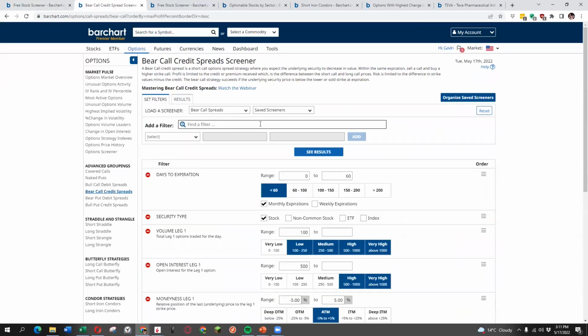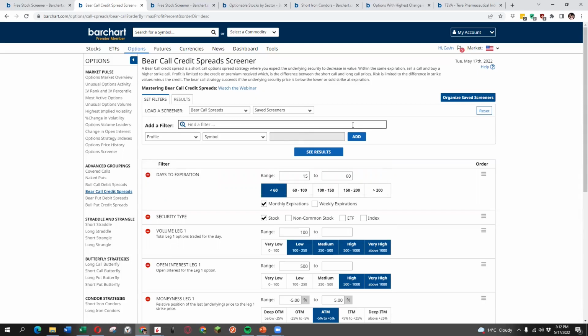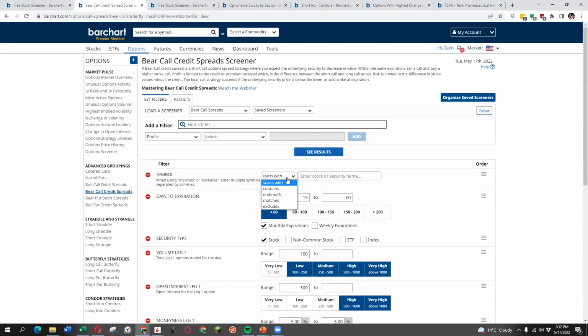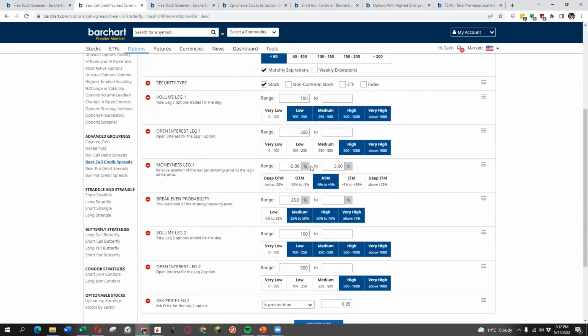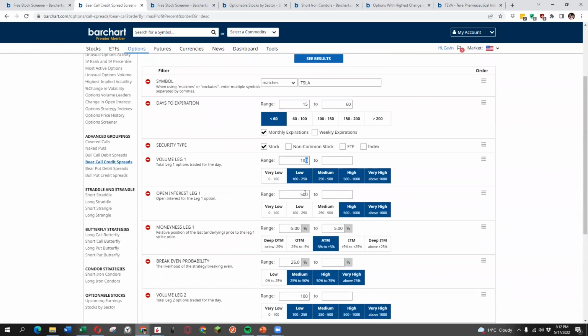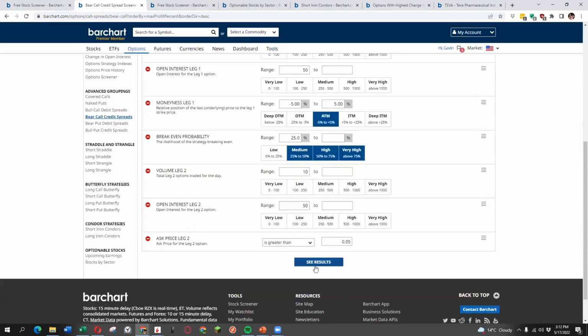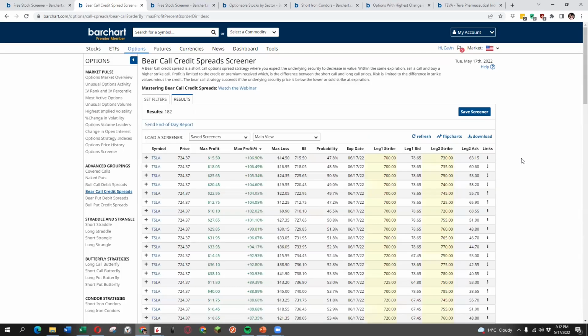So we can go in here, and one thing we can actually do, change that to 15 again. We can add a symbol, and we can just look for Tesla bear call spreads. And we'll just check some of our other parameters. Leave that as the default for now. And let's change our volume and open interest again. So there we have some decent results.